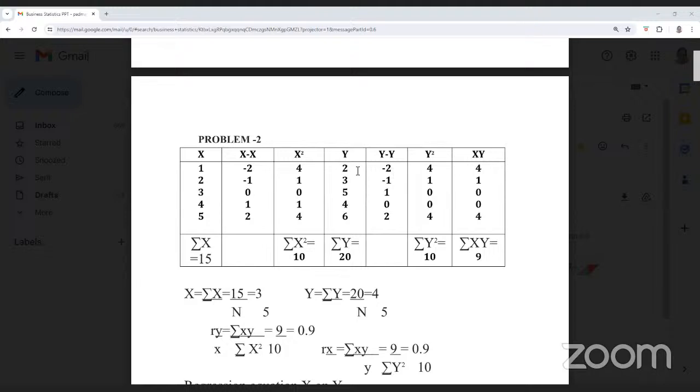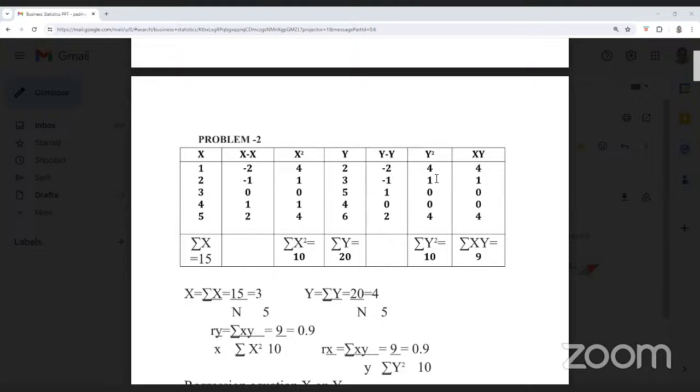Okay. 3 minus 4 it is a minus 1. 5 minus 4 it is a 1. Okay now. 4 minus 4 it is a 0. 6 minus 4 it is a 2. And you have to square it. That is y minus y mean.